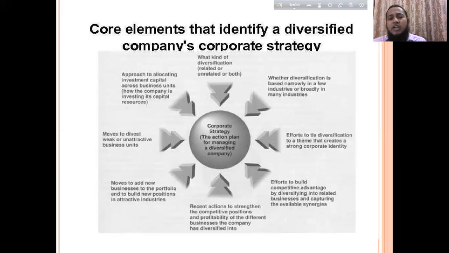For example, in our country, Basundhara Group has 54 sister concerns. It has diversified its business into so many businesses. Efforts to tie diversification to a theme that creates a strong corporate identity. Next one, efforts to build competitive advantage by diversifying into related businesses and capturing the available synergies.